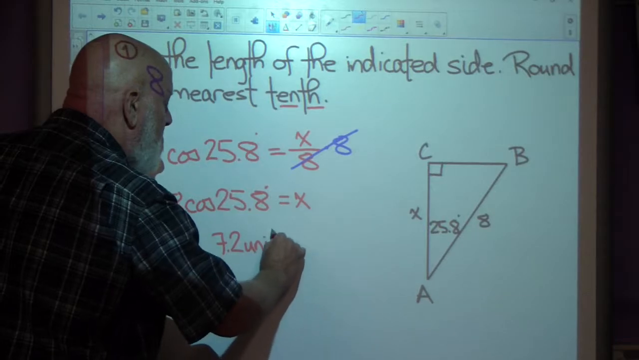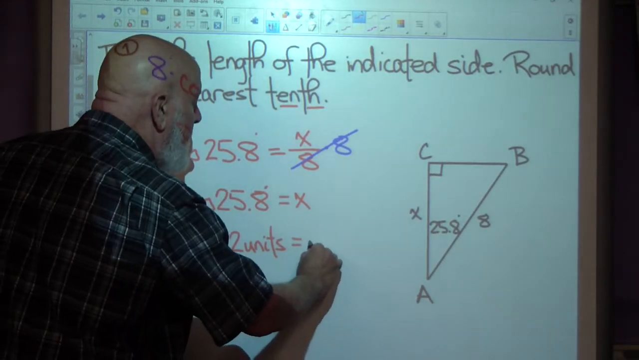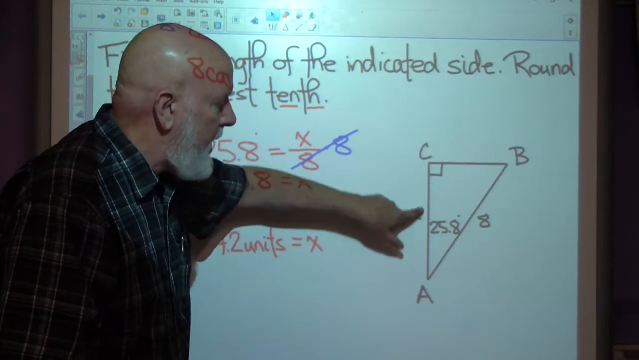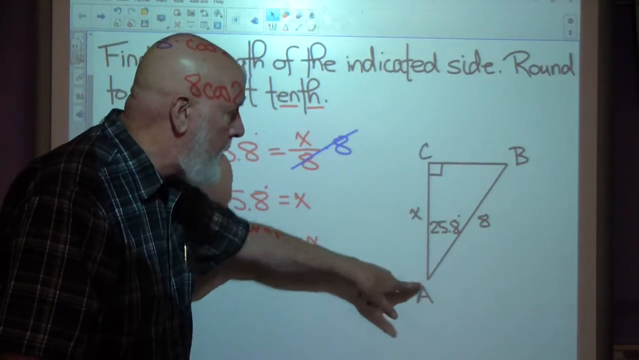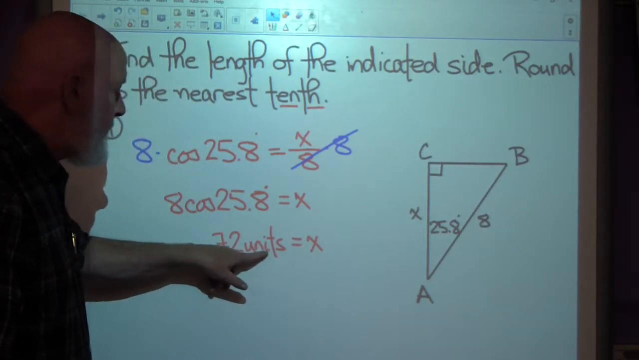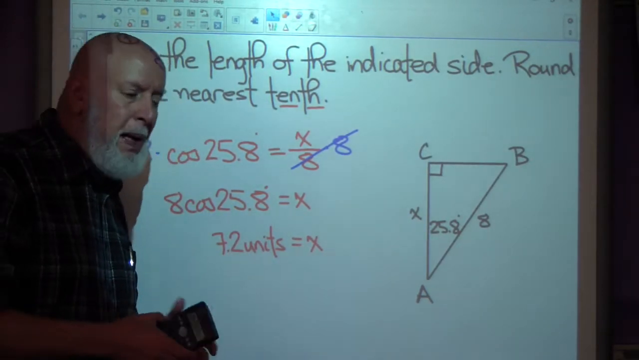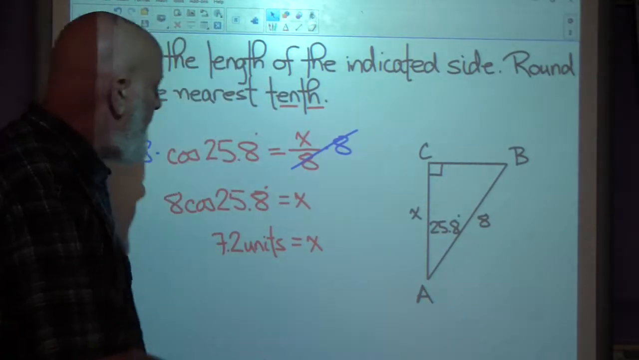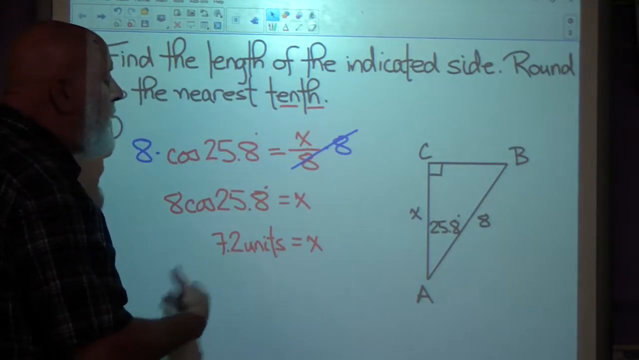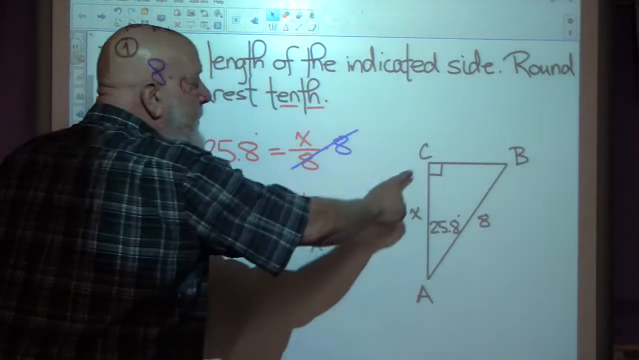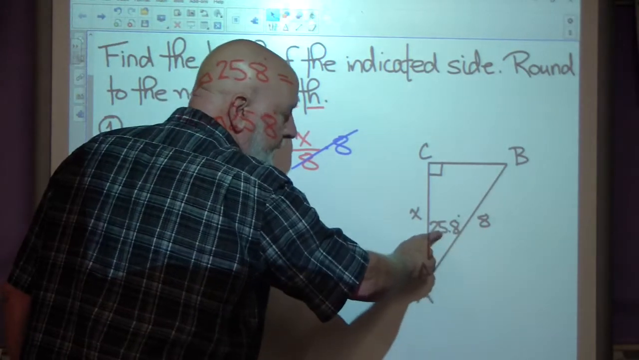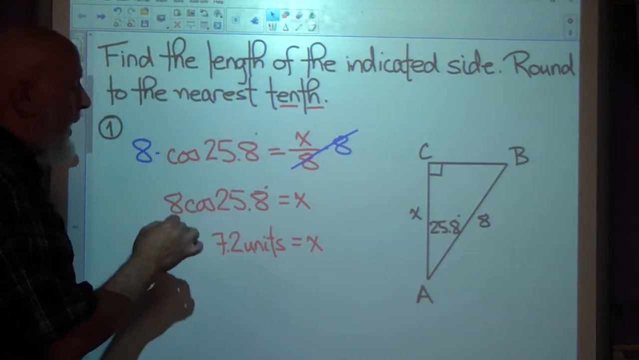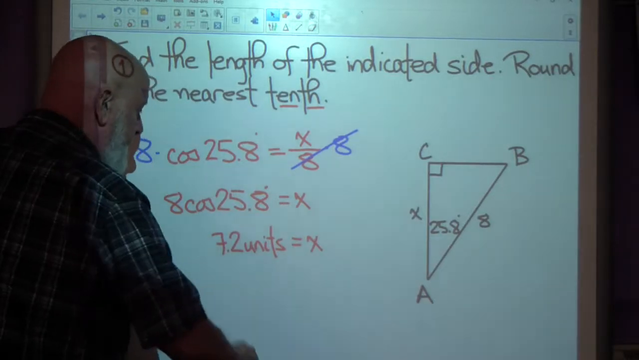I'm going to put units because I don't know what my unit of measure is. This length could be in miles, or it could be in centimeters, or it could be in light years. I don't know what it is. They didn't tell me, so I'm just going to put units. It probably won't be that way on the multiple choice. I can take a look real quick. No, the units aren't going to be listed, but this is going to be 7.2 units of some sort. That will be the length of that. If this is 8, and this is 25.8, and this is a right triangle, this will have to be very, very, very close to 7.2 units.